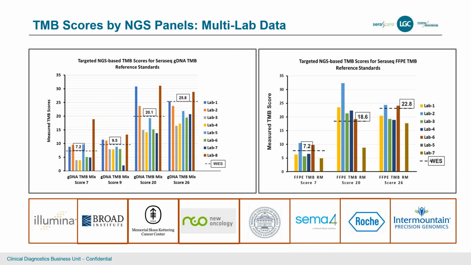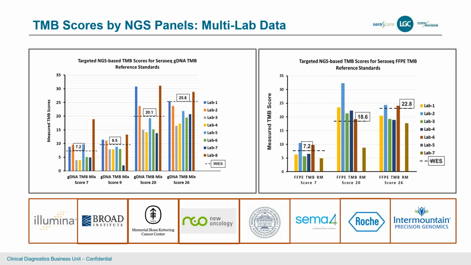Let me focus for a couple of minutes on the chart on the left side, right? Here's what's amazing about the reference material. The same exact reference material was sent to 8 labs, and these are the 8 labs that you see there in randomized order. Look at each of those clusters, whether 7.2 or 9.5 or 20.1, look at that variability. Same exact material, right? The dotted line represents the whole exome sequencing score, and that's the 7.2.